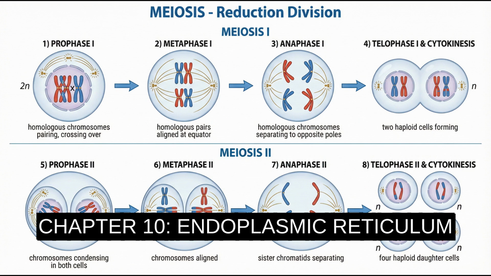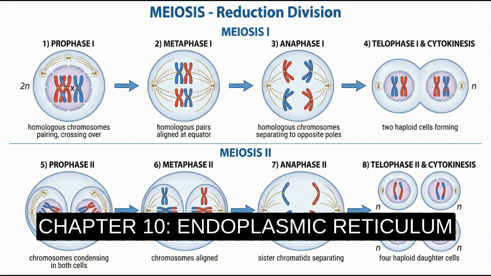Chapter 17. Cellular recognition. Cellular recognition allows cells to identify and interact with others. Cell surface glycoproteins and glycolipids serve as recognition markers. Immune cells distinguish self from non-self to attack pathogens.